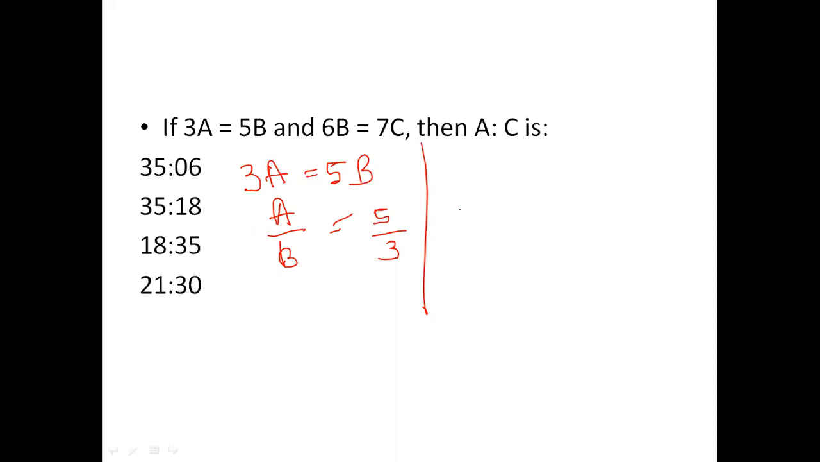In the same manner, do it for 6b equal to 7c also. 6b equal to 7c. Okay. B by c. What is b by c, guys? B by c equal to 7 by 6. That is the representation.